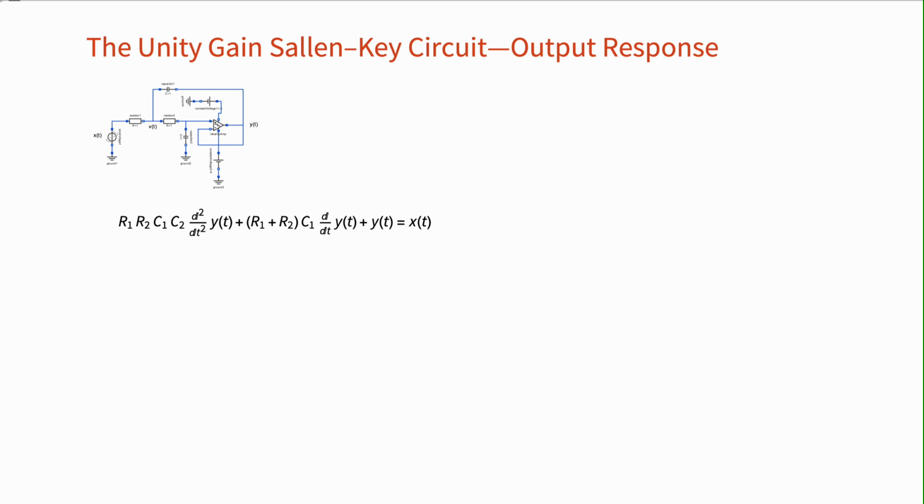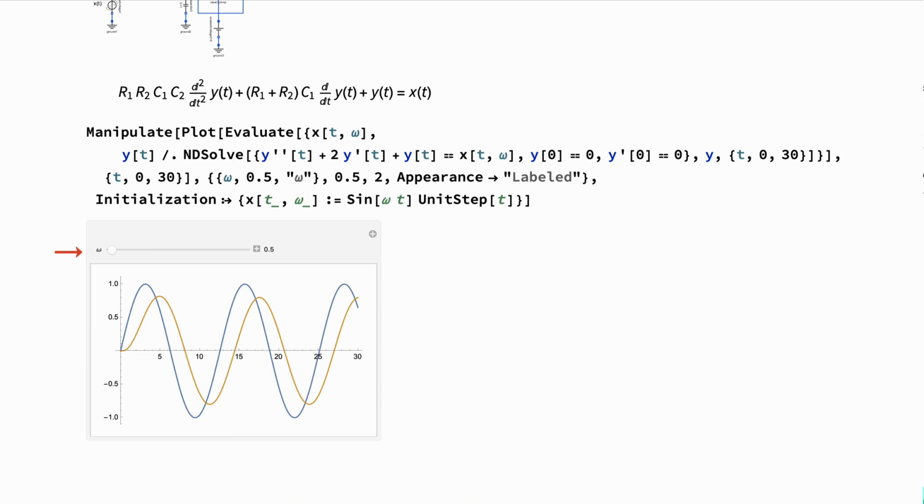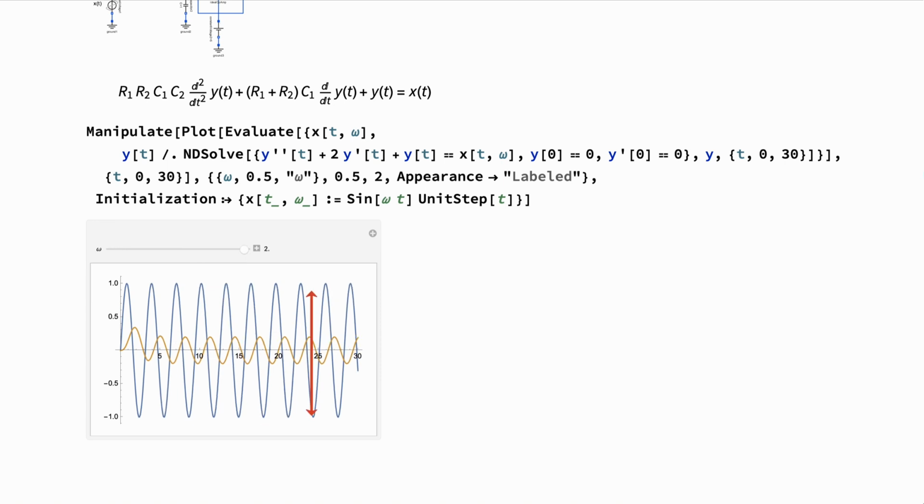The differential equation again can be solved for the output signal y(t) using a well-known solution method that we'll discuss later. But for now, using the Wolfram language, we can get the output response of a Sallen-Key low-pass filter to sine waves as input signals with frequency omega for a range of frequencies of the input signals. As you can see, once again, the amplitude of the output signal diminishes as the frequency of the input signal is increased, which is an expected behavior of a low-pass filter.